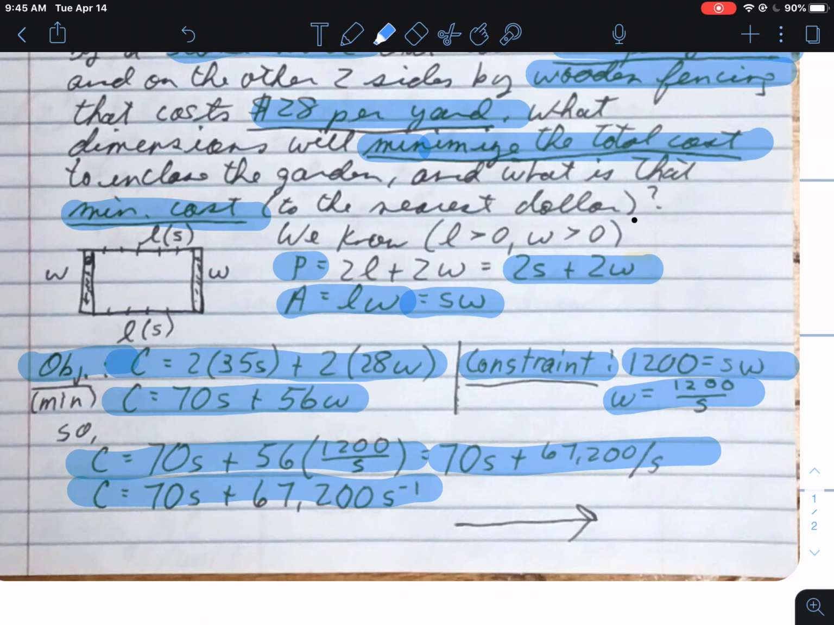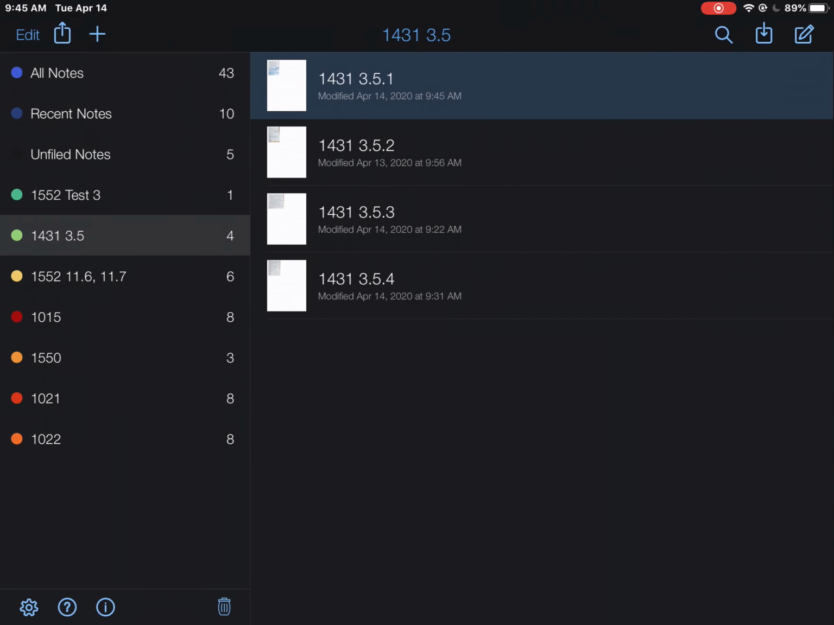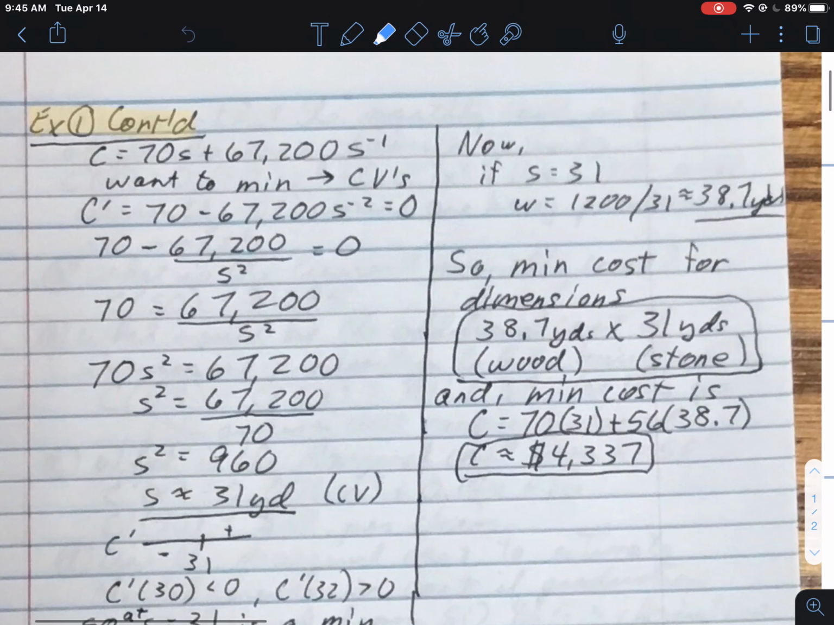And I'm going to find the critical values, remember, by finding our derivative and then setting our derivative either equal to 0 or where the derivative is undefined, right? So now we're back to the mechanics of this thing in terms of finding our critical values of the function. So continuing, here's our cost function again. That's the one I just wrote. We want to find our critical values, so we want to minimize that function.